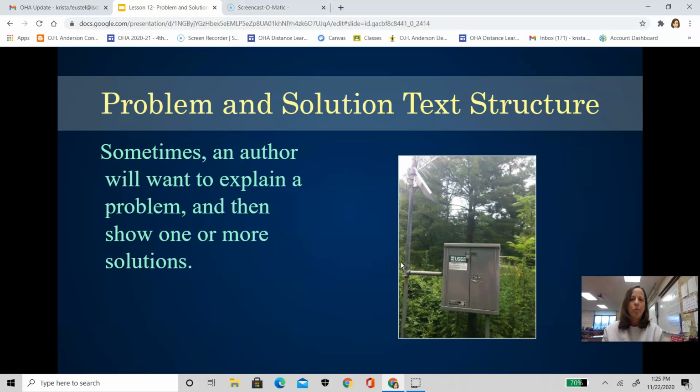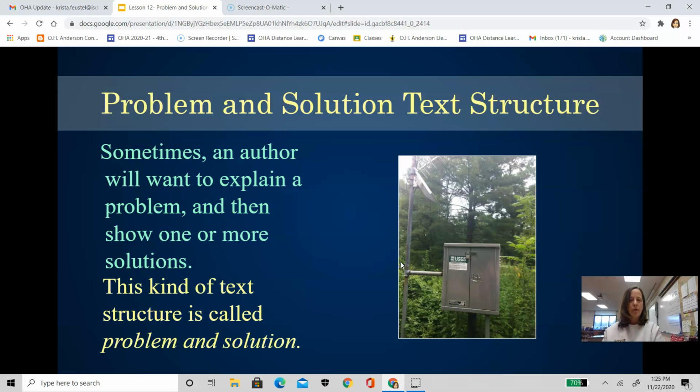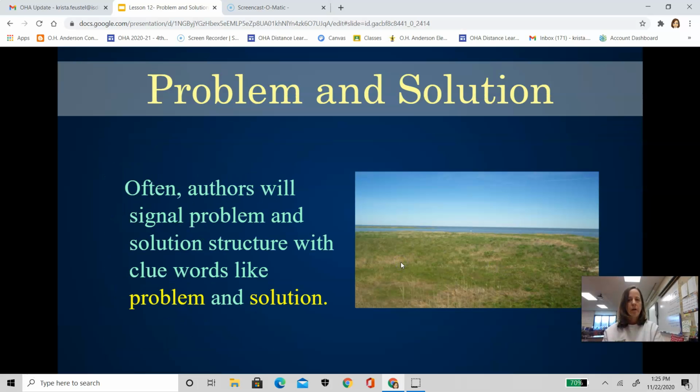All right, so problem and solution text structure. Sometimes an author will want to explain a problem and then show one or more solutions. This kind of structure is called problem and solution. Often authors will signal problem and solution structure with clue words like problem and solution.